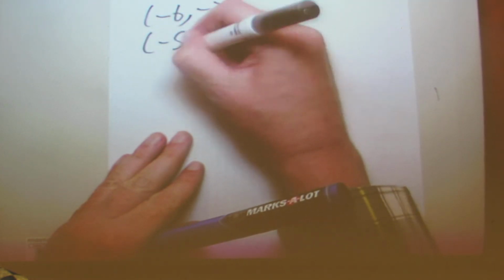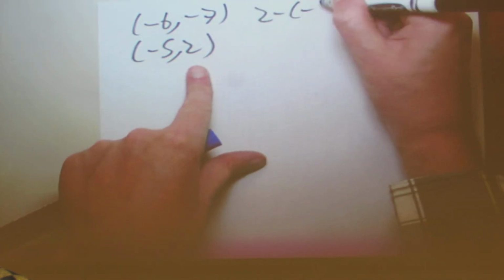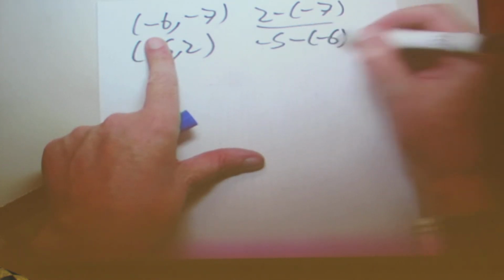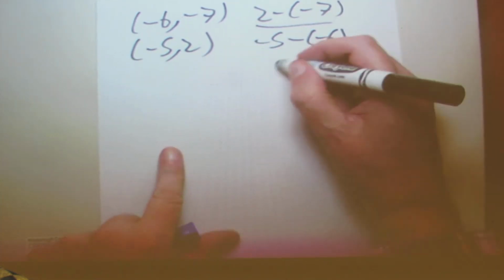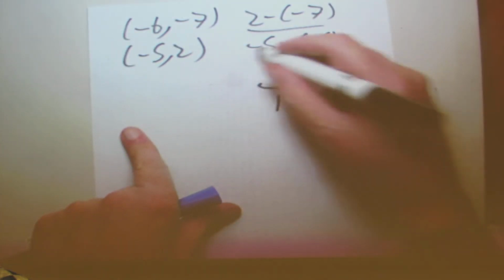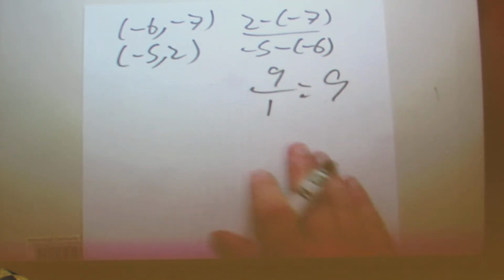Then we'll have 2 points, and we need to find the slope. So let's say our points are negative 6, comma negative 7, and negative 5, comma 2. So what I'm going to do is say 2 minus negative 7 over negative 5 minus negative 6. 2 minus negative 7 is 9. Negative 5 minus negative 6 is 1. And that just equals 9.